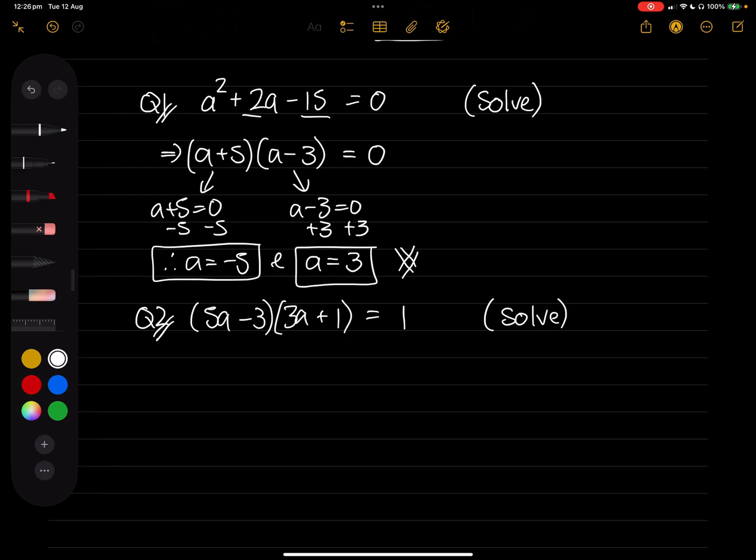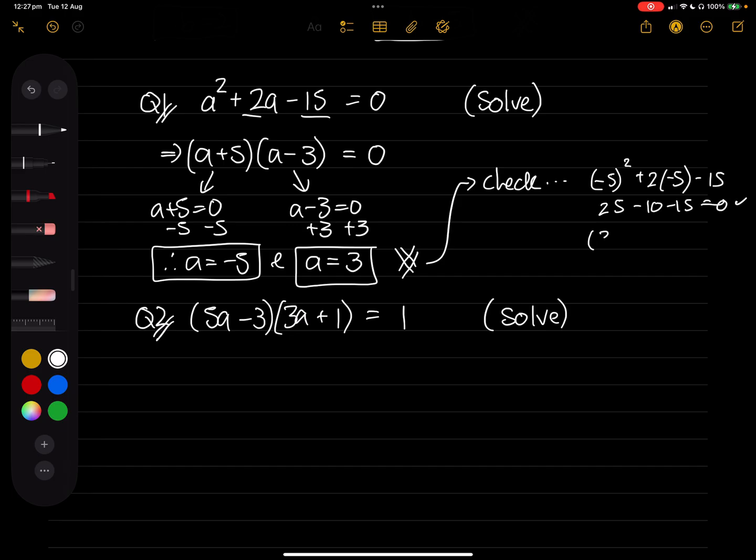For these questions, one thing you can do with them as well is you can check them. So you can take the values that you've just found, plug them into the quadratic and check that it equals 0. So if it's minus 5, you would get minus 5 squared plus 2 times minus 5 minus 15. Well, this is 25 minus 10 minus 15. This equals 0. So minus 5 checks out.